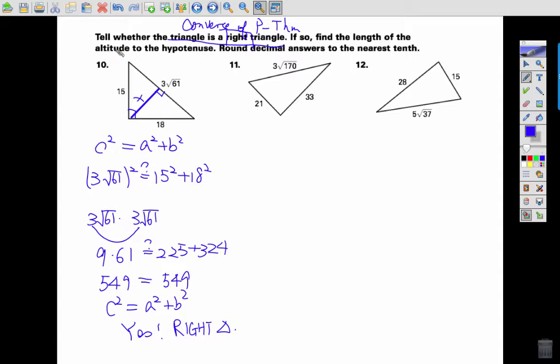It's too bad it doesn't give me information about these two segments. Otherwise, I can do a simple geometric mean by the leg theorem, right? So unfortunately, we have to crank it out using the legs. So let's look for hypotenuse over leg.